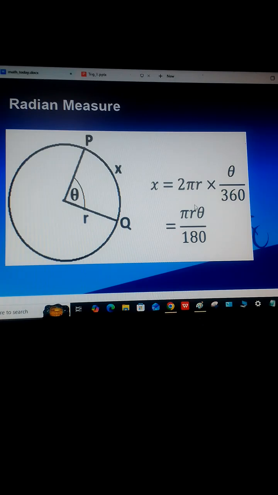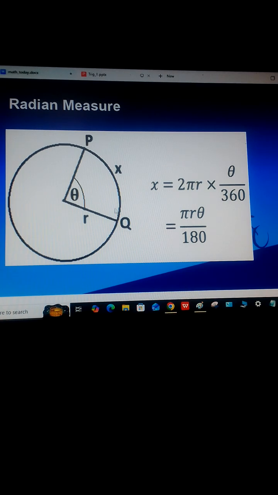My name is Samuel. In this video, I want to explain more about Radian Measure in trigonometry. Let us consider a circle with the radius r and an arc PQ whose length is x. This arc PQ subtends an angle at the center equal to theta. We want to derive an expression for finding the length x.